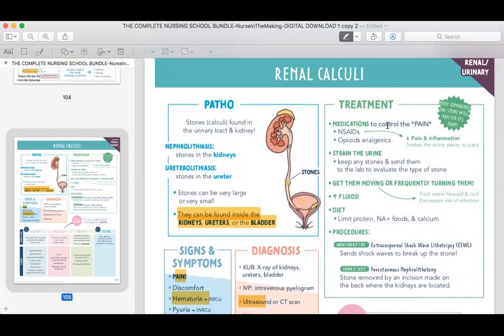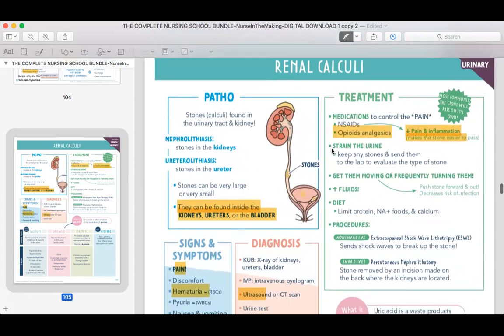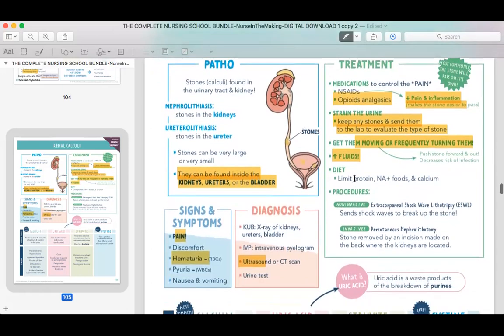Treatment would be to control the pain and to make the stones pass. So we strain the urine. We evaluate the type of stone just in case anything comes back abnormal. Moving is important, and drinking lots of water to make sure that the stones are coming out. Think about it like you have something here, you're gonna drink water to get it out of your body. So lots of fluids and ambulating. You want to limit your protein.